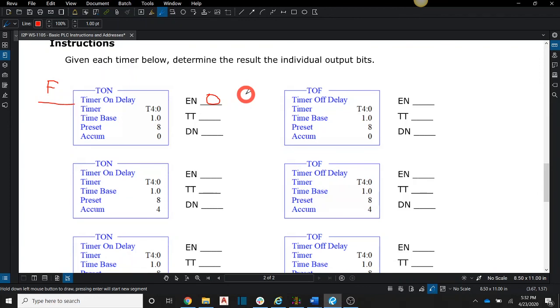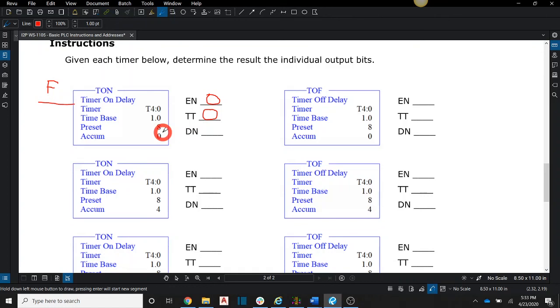If I've reset my timer, I am not physically in the act of timing. So my timer timing bit would be set to 0. And my definition of complete on a time on delay is when my preset and my accumulated value equal each other. I'm being very careful to use the word complete and not the word done, because done means something different between time on delay and time off delay.